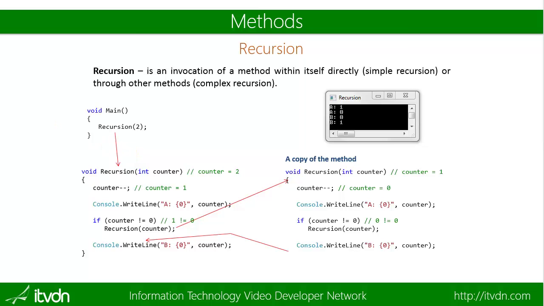In this slide we looked at recursion. Remember what recursion is. It's the invocation of a method within itself directly, called simple recursion, or indirectly through other methods, called complex recursion. So this method is calling itself, it will work, copy itself, do the work again, give it back to the original, do the work, and print whatever we have here.